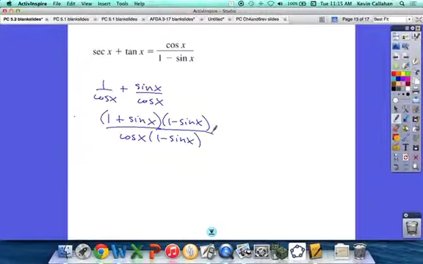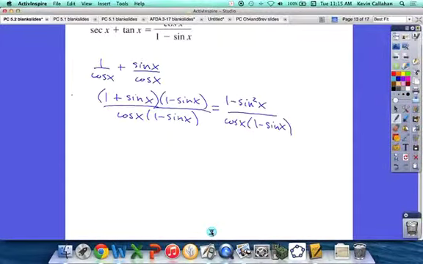And that's going to be 1 minus sine squared. And this is cosine x, 1 minus sine x. Okay, but 1 minus sine squared is what? Cosine squared. So that is cosine squared x divided by cosine x, 1 minus sine x.